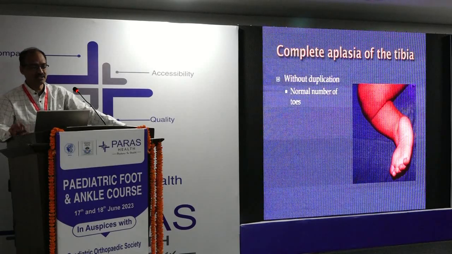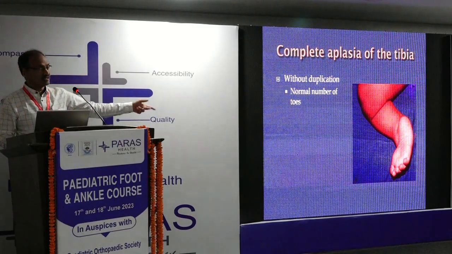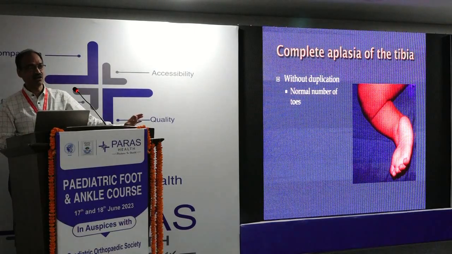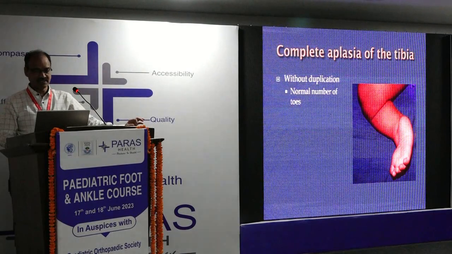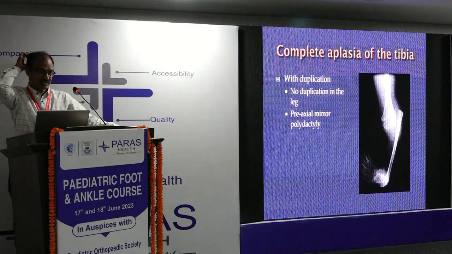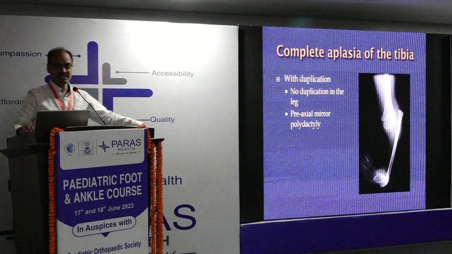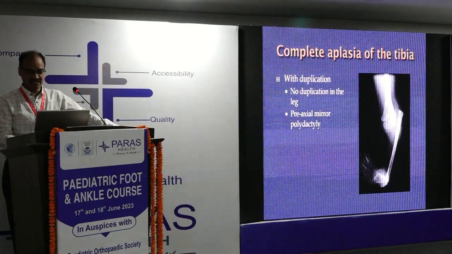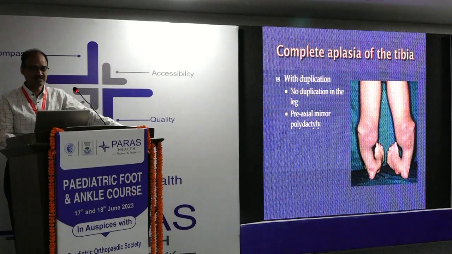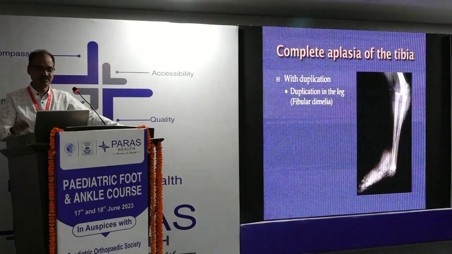So this is an example of complete tibial hemimelia without duplication. We can see the medial side is absent, equinovarus is there, the great toe is shorter, but all the toes are there, all 4 toes. And this is the X-ray, a pre-axial polydactyly with duplication, where the tibia is absent, but we can see the number of rays. In the X-ray, you can see 7 rays. This is a hypoplastic metatarsal. The first ray is hypoplastic. This is the X-ray with pre-axial polydactyly with mirror image duplication.